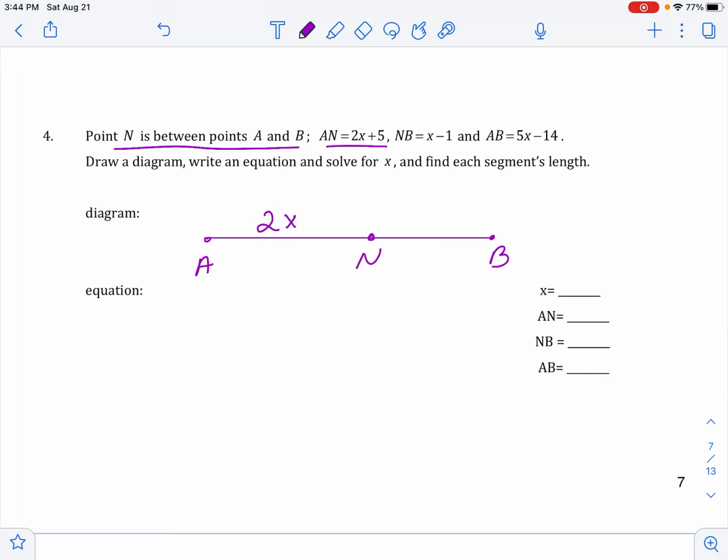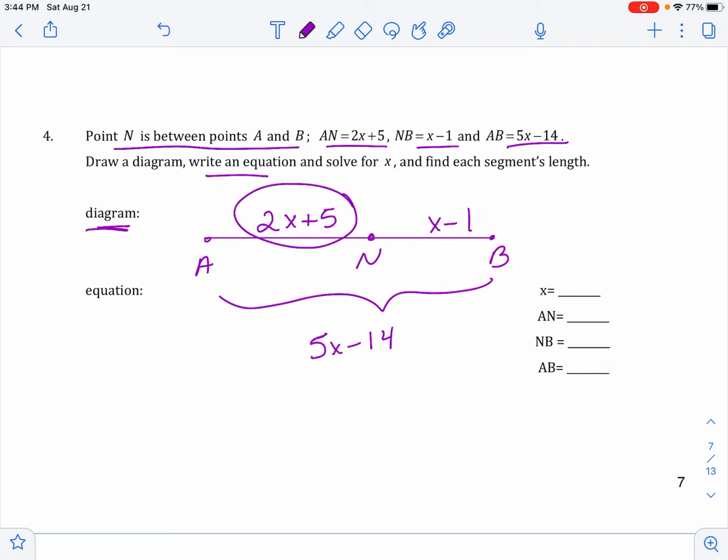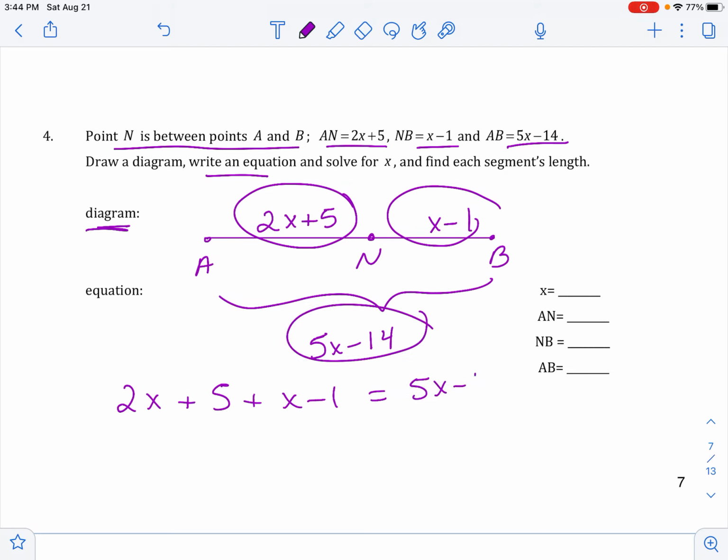So AN is 2x plus 5. NB is x minus 1. AB is all of this, which is 5x minus 14. So there's our diagram, and then it says let's write an equation. So remember what we learned is for a segment, the two little pieces added together should be equal to the entire piece. So this is my equation.